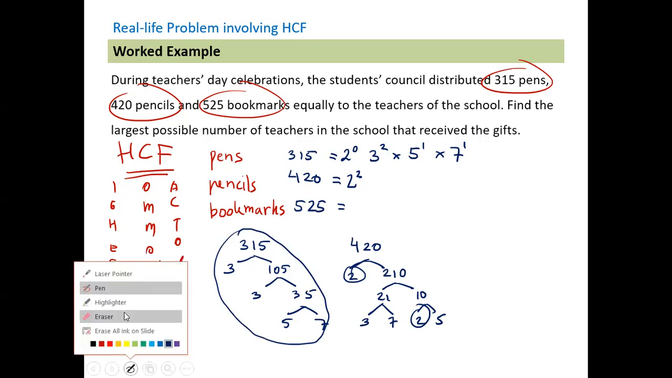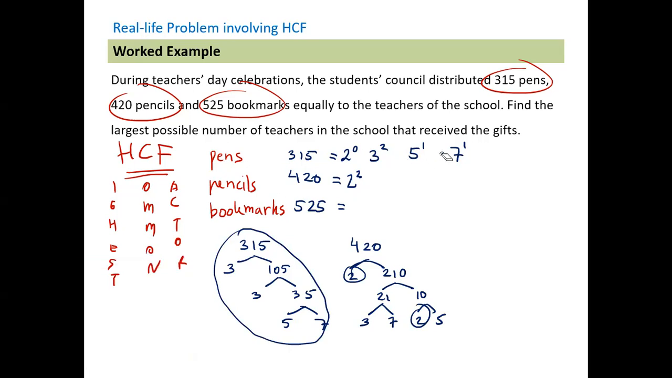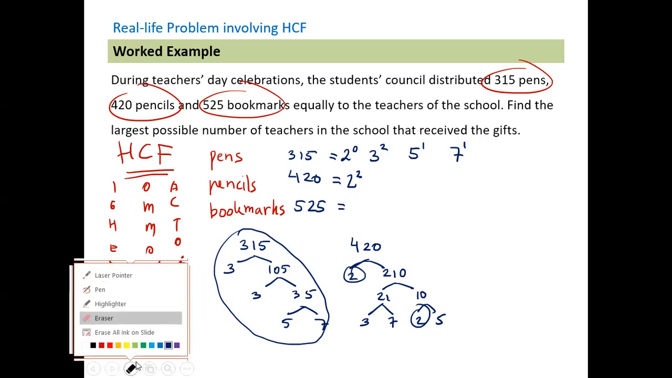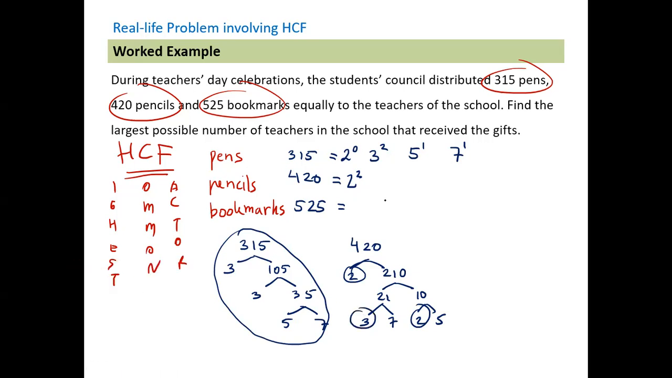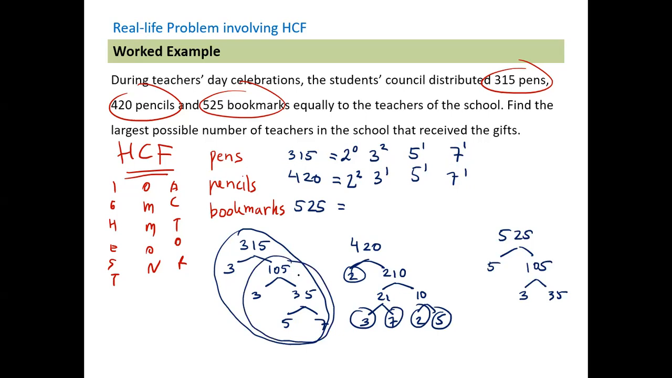Okay, I will erase the multiplication. No need, but you know how to do it. Just make it simple: 3 power 1, 5 power 1, and 7 power 1. Right? And how about 525? I think of one number, 5 and 105, right? And 105, I get 3 and 35. See, I already have this on the left side, so I don't have to think further about 105.